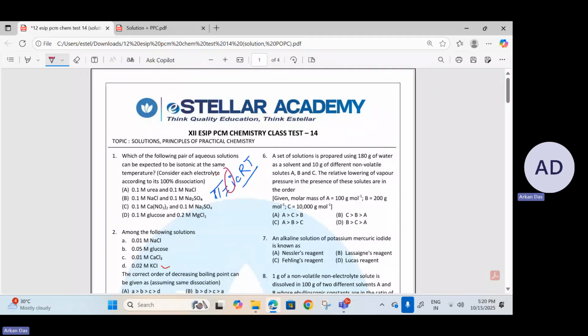So guys, as the i value is changing, we need to focus on each and every component that gives us a different i value. For example, in case of Ca(NO3)2 and in case of Na2SO4, the i value is going to come as 3 here, and here also the i value is 3. So as both of them give the i value to be 3, we can tell that both of them are isotonic in nature.